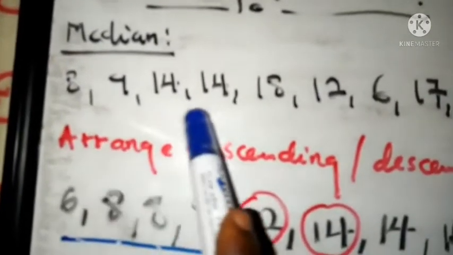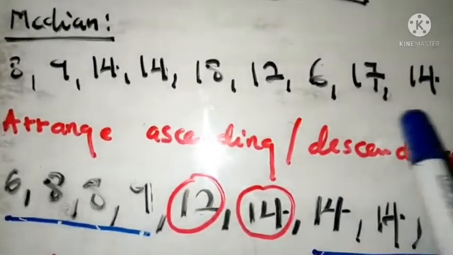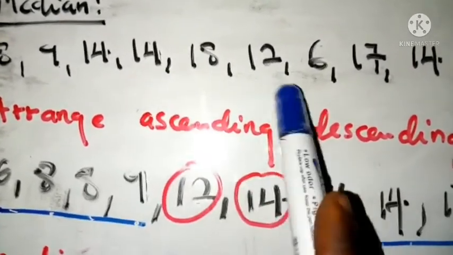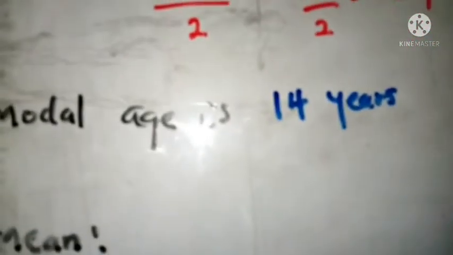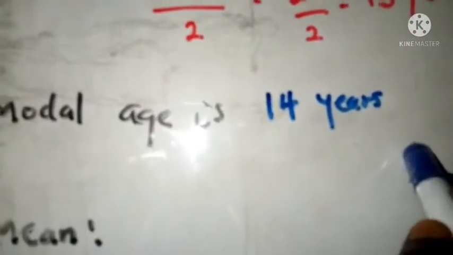So 8 appears just twice, right? You can see from this that 14 is the one that occurs most. So you say that 14 is the modal age, right? 14 is the what? The modal age.